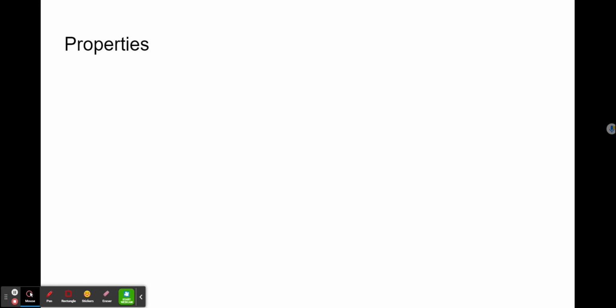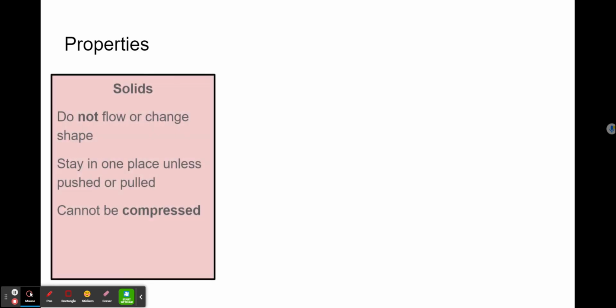In terms of properties, the three states of matter have very different properties to each other. If we think about solids and the behavior of solids, they do not flow. They don't move, they don't change shape, they stay in one place unless they're pushed or pulled, and we can't compress them. To compress them means that we can't make the volume of them any smaller.